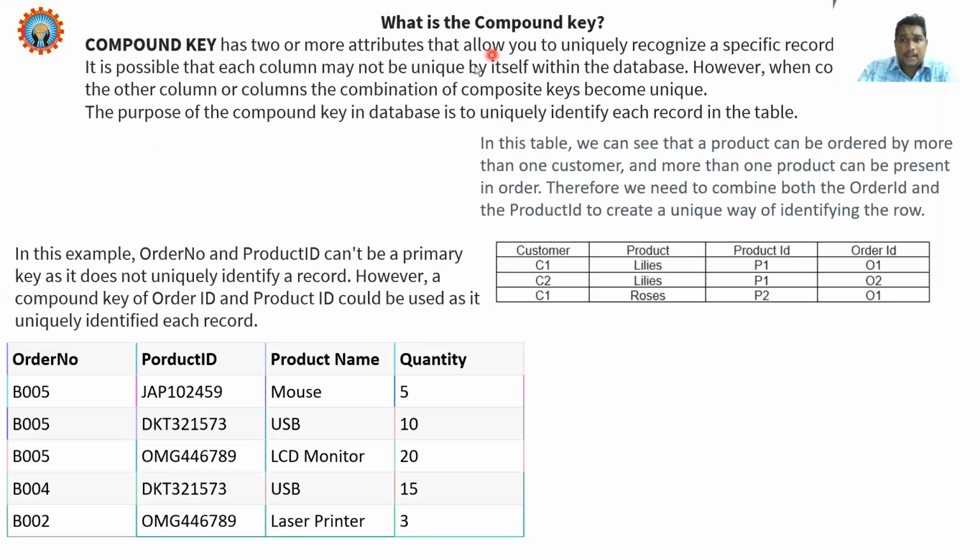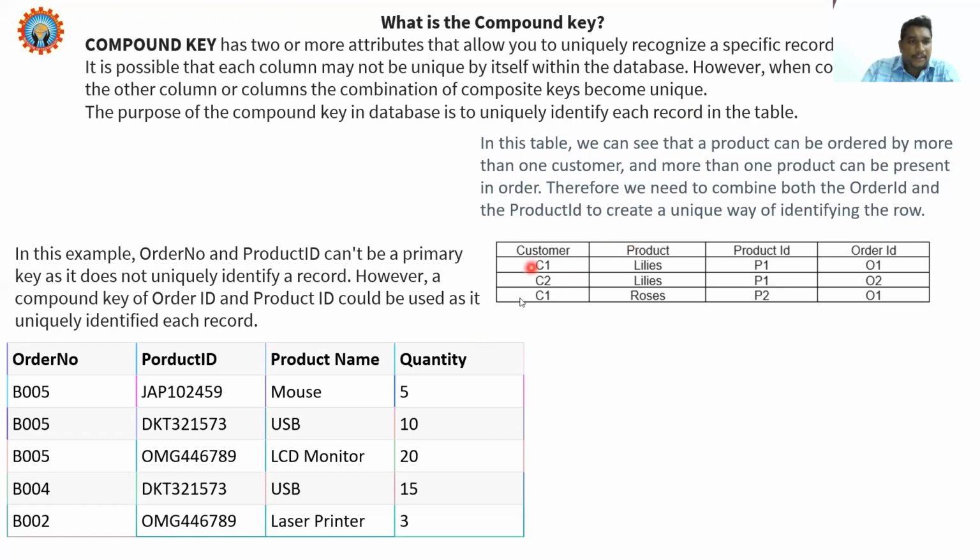Compound key. A compound key has two or more attributes that allow you to uniquely recognize a specific record. We will discuss that one. It is possible that each column may not be unique by itself within the database. However, when combined with other columns, the combination, called a composite key, becomes unique. The purpose of the compound key in a database is to uniquely identify.